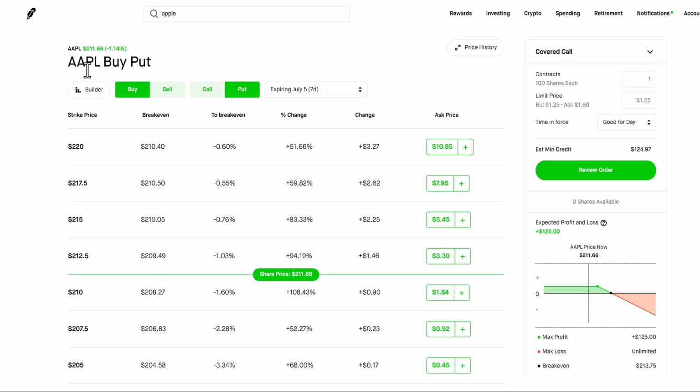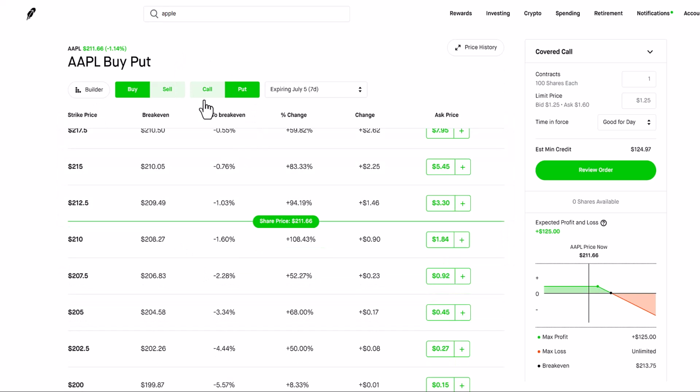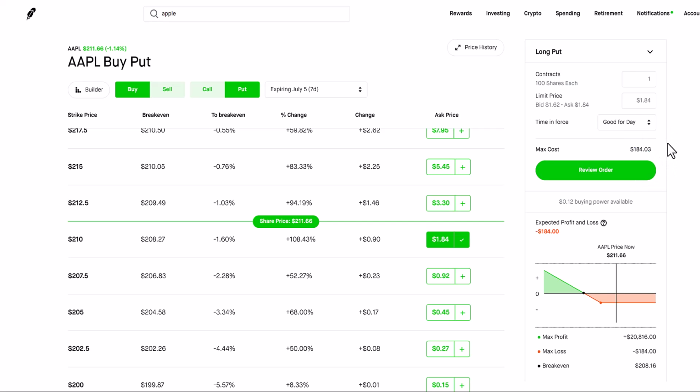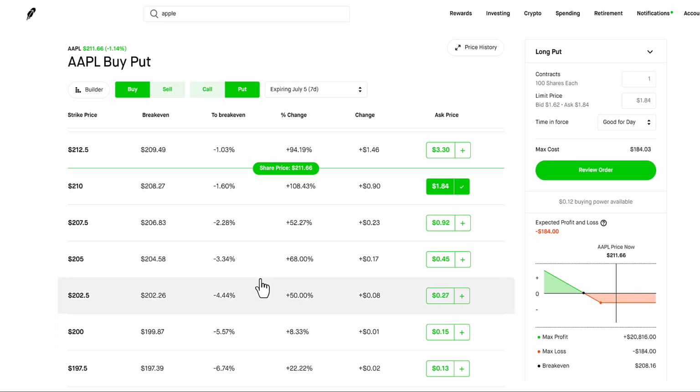So let's say I think Apple is going to fall below $210 in the next week. What I would have to do is pay this $184 to get that option. That gives me the right, but not the obligation, to sell. Let's say Apple fell to $205. You usually buy a put when you already own 100 shares.